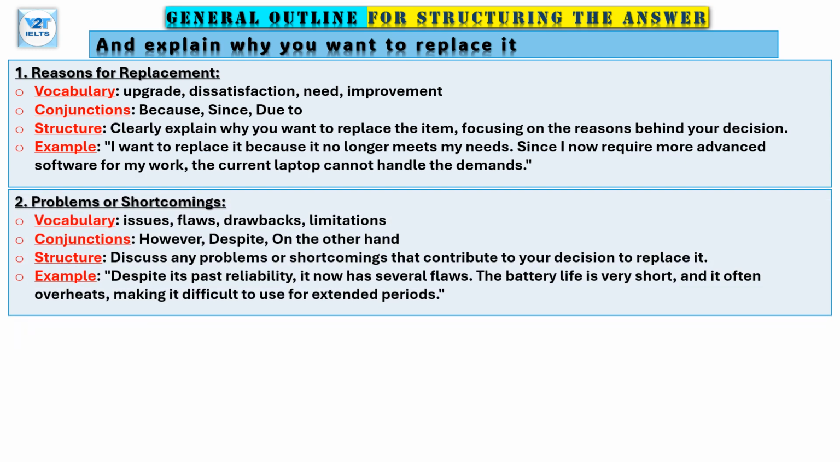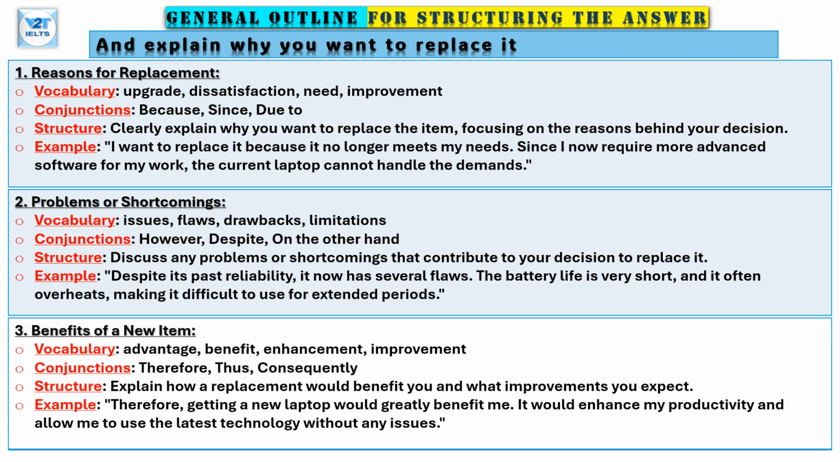2. Problems or shortcomings. Vocabulary: issues, flaws, drawbacks, limitations. Conjunctions: however, despite, on the other hand. Structure: discuss any problems or shortcomings that contribute to your decision to replace it. Example: despite its past reliability, it now has several flaws. The battery life is very short, and it often overheats, making it difficult to use for extended periods.